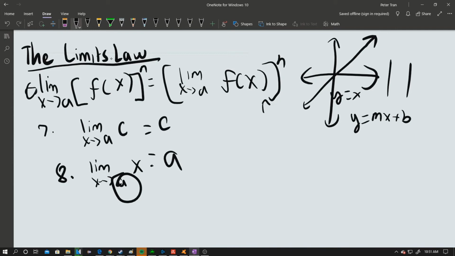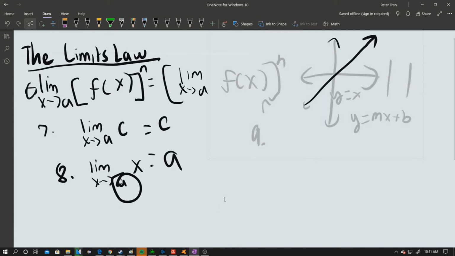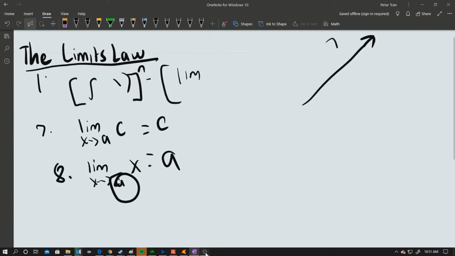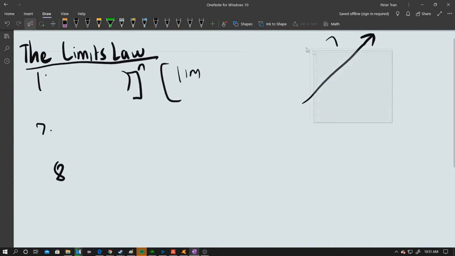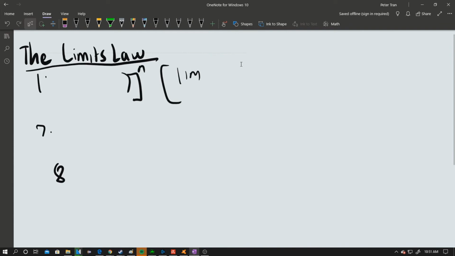So number 9. Okay, I need to clear this up. Oh great, under 5 minutes. I'm so happy. Keep it short and simple. Straight to the point. Everyone loves that.